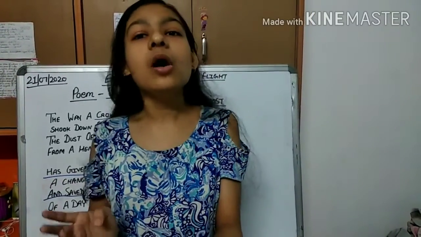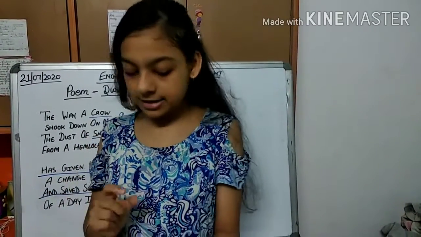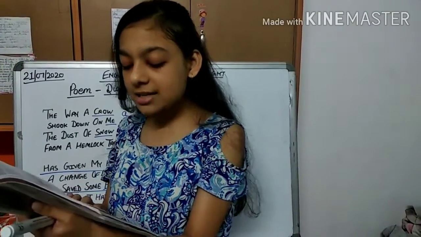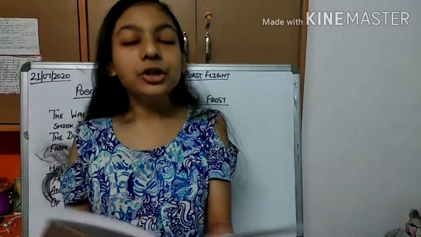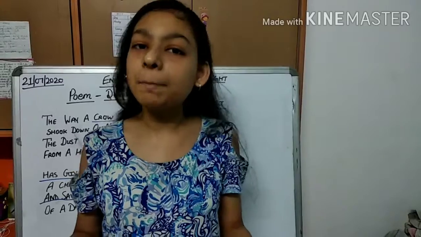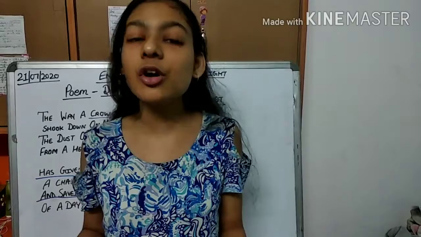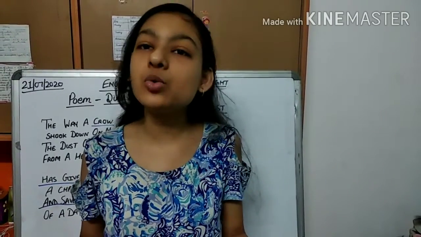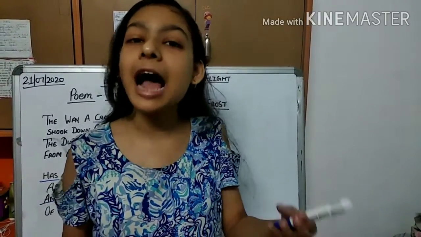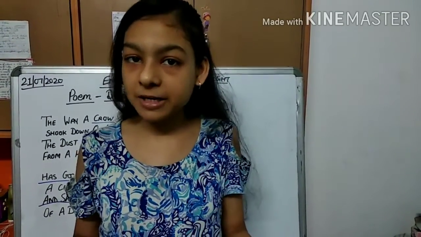The second question is, what is a hemlock tree? So a hemlock tree is a poisonous tree with small white flowers on it. Why doesn't the poet write about a more beautiful tree such as a maple or an oak or a pine? So the poet has not written about an oak or a pine tree or a more beautiful tree because he wants to show the situation of sadness. That's why he used the hemlock tree. And as we know that a hemlock tree is poisonous, it represents death, the evil aspect.